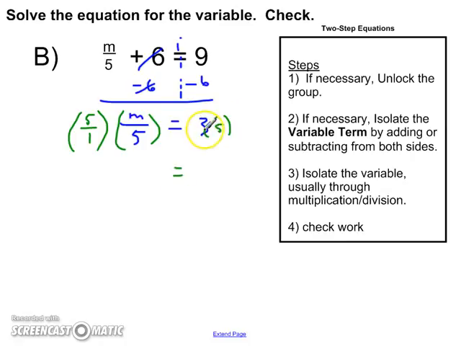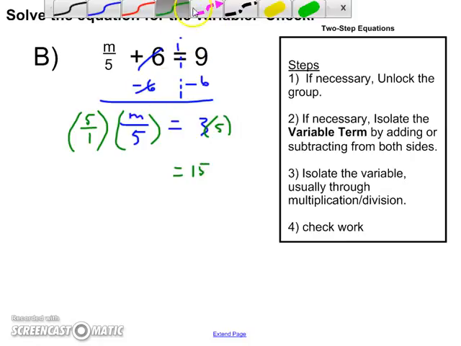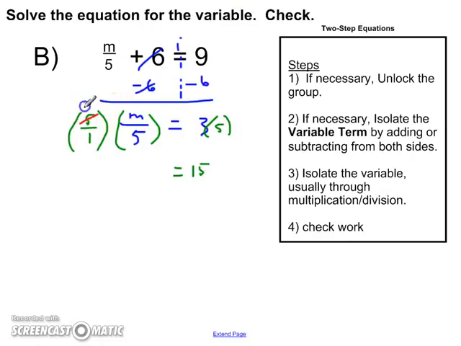So the right-hand side here, you'll notice, is 15. And I do have a cross reduction here, cross simplification. So when I multiply, 1 times m is m. 1 times 1 is 1. M divided by 1 is m. So m, this is 1m equals 15.